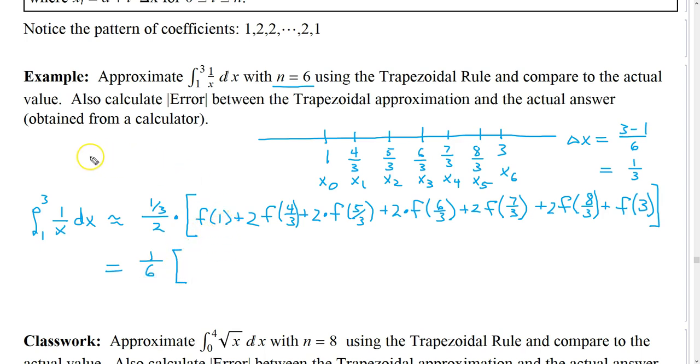f of 1. Now keep in mind our function is 1 over x. So f of 1 is just going to be 1 over 1. F of 4/3: now keep in mind 1 over 4/3 is going to be 3/4. So this is sort of nice because basically we're just going to invert each of these fractions, and that's going to be our function value. So then what we're going to get is 2 times 3/4.